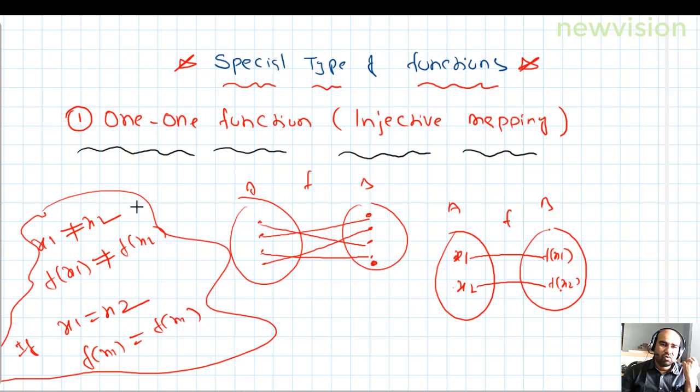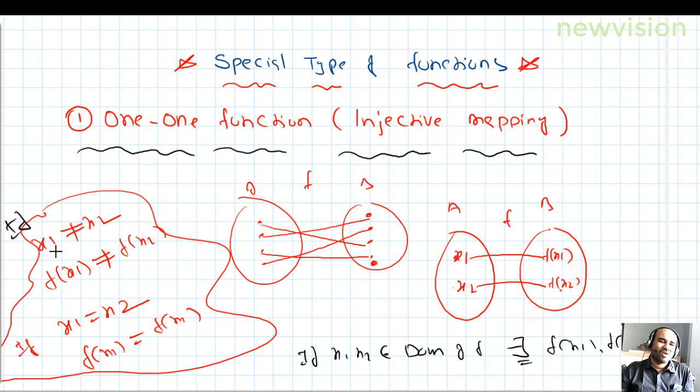So how to write the definition? If X1 comma X2 belongs to the domain of F, then there exist f of X1 comma f of X2 belonging to the codomain. Why there exist? Because it is a function: two elements are there in the domain, so automatically their images should be in the codomain. Let there be f of X1 and f of X2 in the codomain. So if X1 not equal to X2, then what should happen? F of X1 should not be equal to f of X2. Then only f is a one-one function.